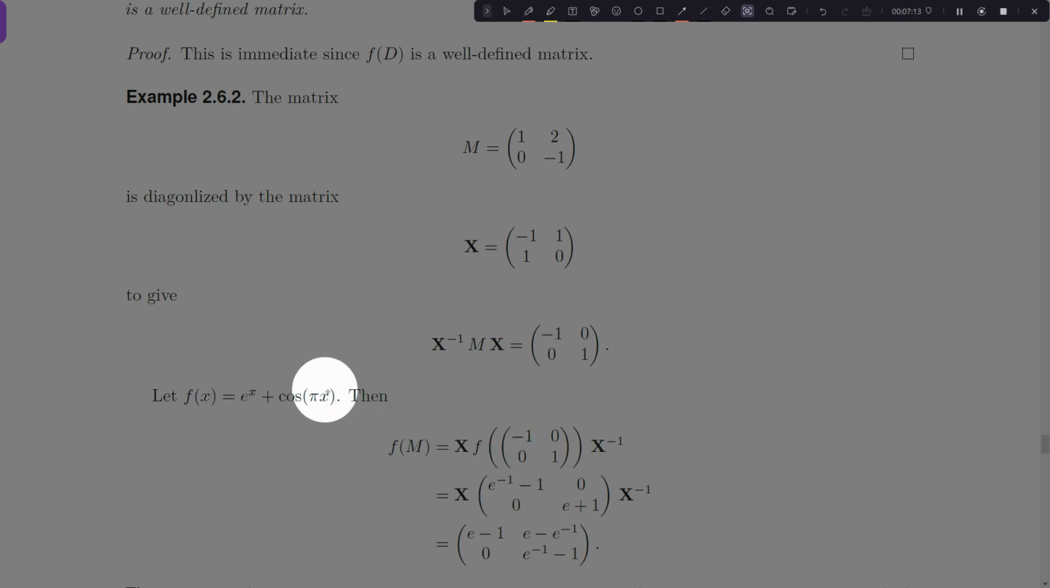E to the -1 cosine minus pi and e to the -1 cosine pi. This should be a minus, I suppose, but I've corrected it in the bottom line. So right here, this is exactly the function f of m.